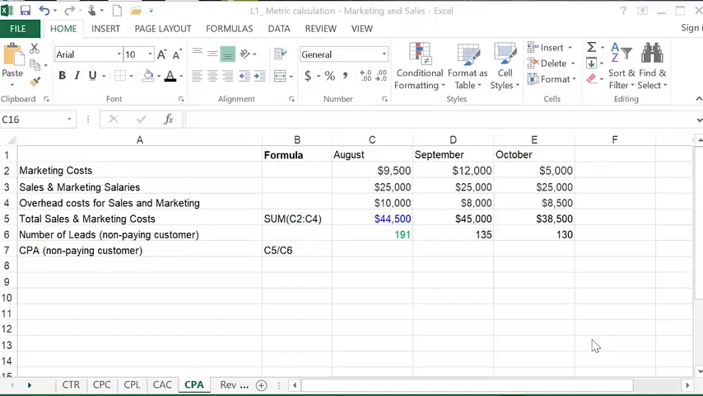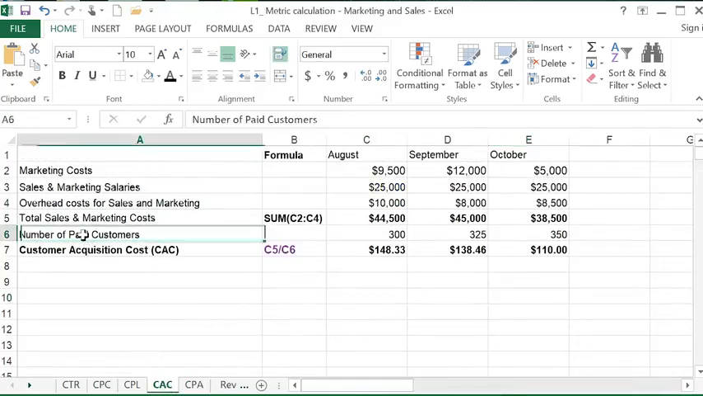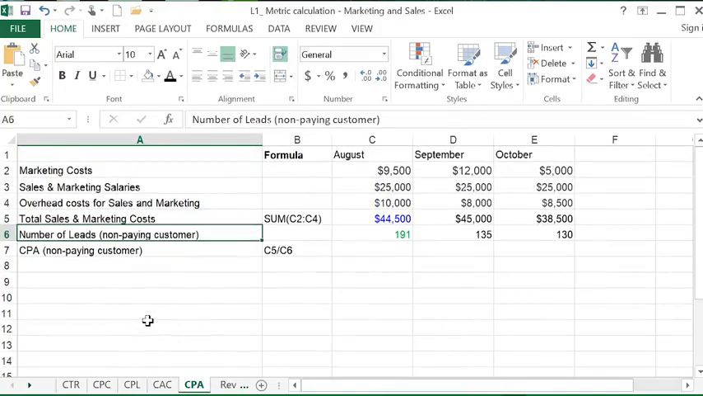Let's do a calculation for the cost per acquisition. You may recall seeing a similar spreadsheet for CAC, but notice here we're talking about leads. In the CAC video, you saw number of paid customers. So that is the difference between CPA and CAC.